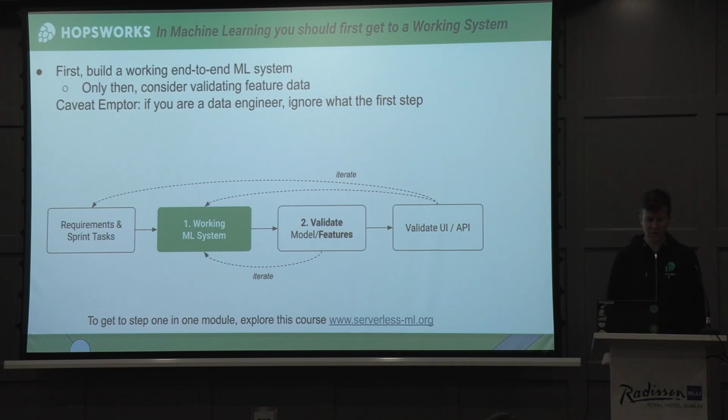So if you're here and you're interested in data validation, maybe you're a data engineer and you kind of go, it's obvious. My job is to make good data available for data scientists, so I care about data validation. If you're a data scientist, on the other hand, and you're here to learn about data validation, I would say the first thing you should be doing is getting a working system. Data validation comes after, right? Data validation is you get to your work.